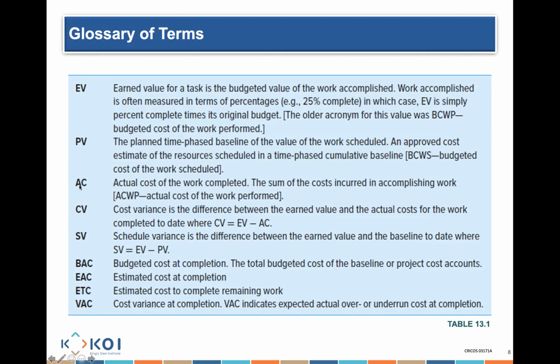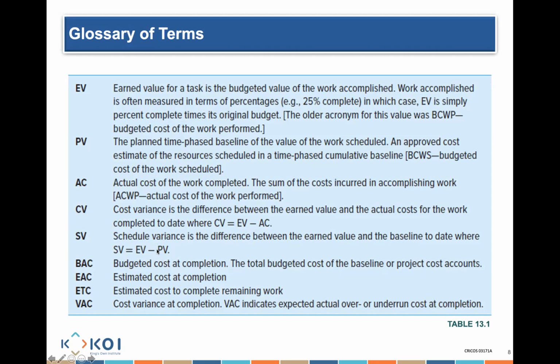Schedule, correct. So that's why you have a schedule variance. So what is a schedule variance? Schedule variance is my earned value minus my planned value. So that's one way of calculating it. How much I've earned minus how much I was planned to go and earn.